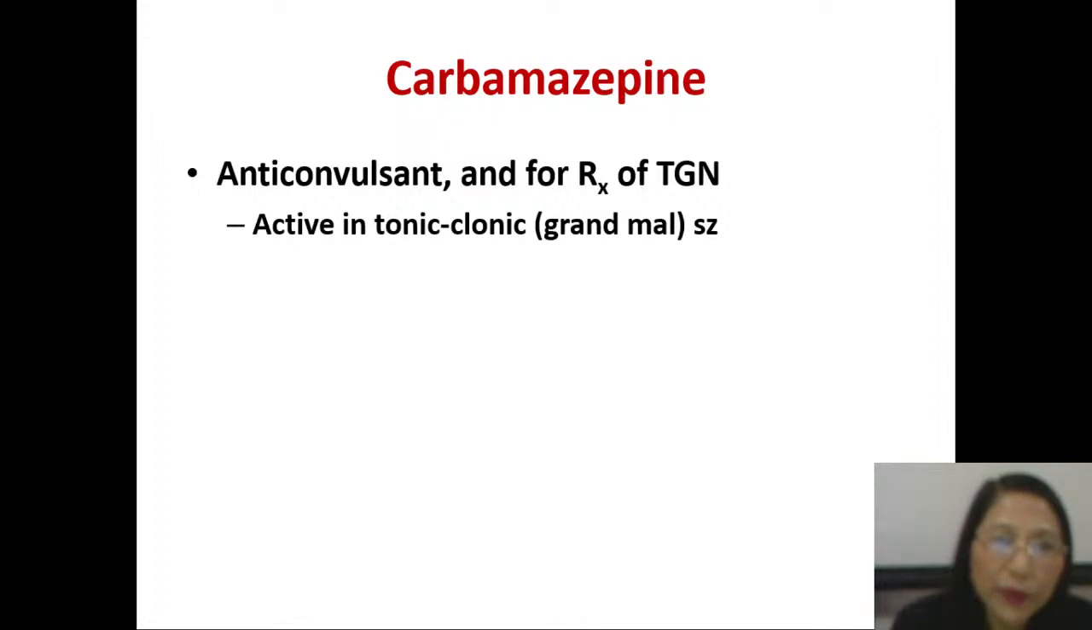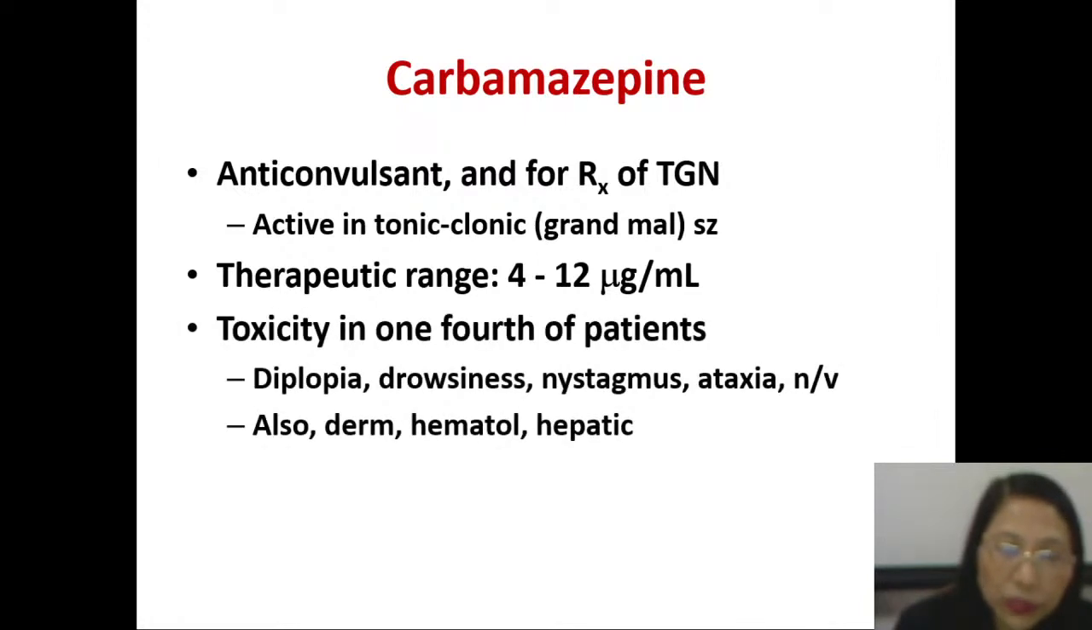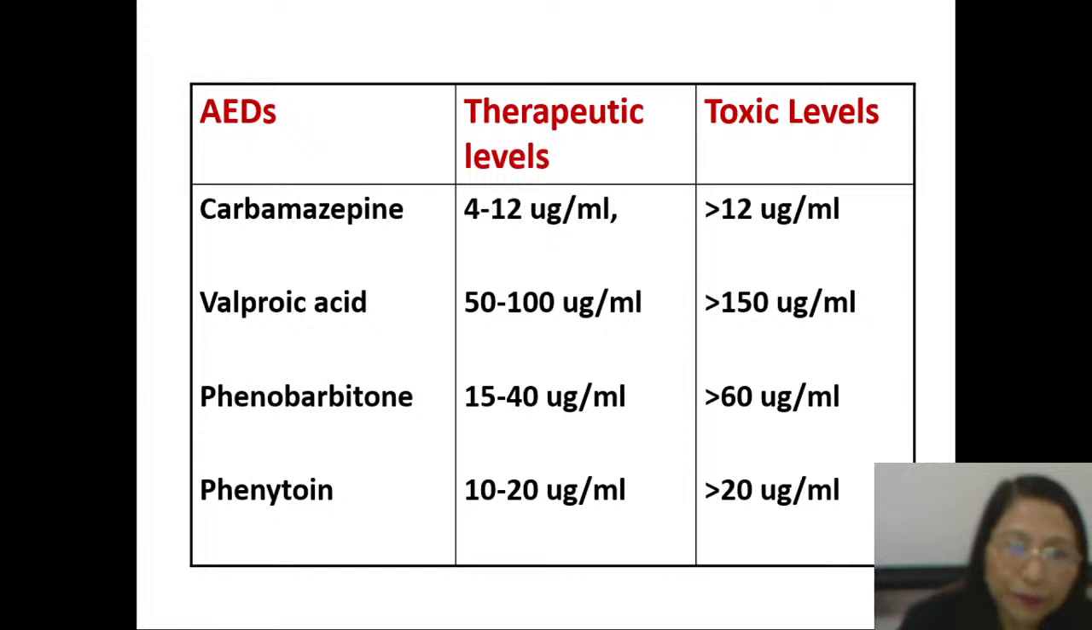Carbamazepine is an anti-epileptic drug and also used for the treatment of trigeminal neuralgia. It is also active in tonic-clonic generalized seizures. The therapeutic range is 4 to 12, or some books say 6 to 12 microgram per ml. Toxicity occurs in a quarter of the patients and includes diplopia, drowsiness, nystagmus, ataxia, nausea and vomiting, and also there can be dermatological, hematological and hepatic toxicities. So the range is 4 to 12 or 6 to 12 microgram per ml, and above 12 or above 16 it can result in side effects.